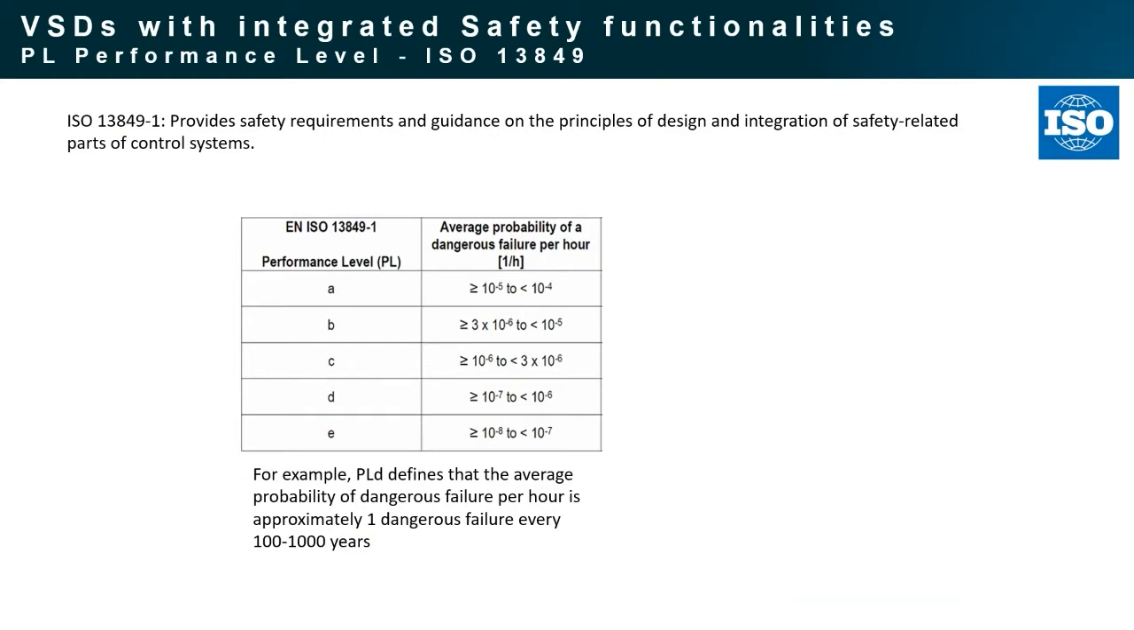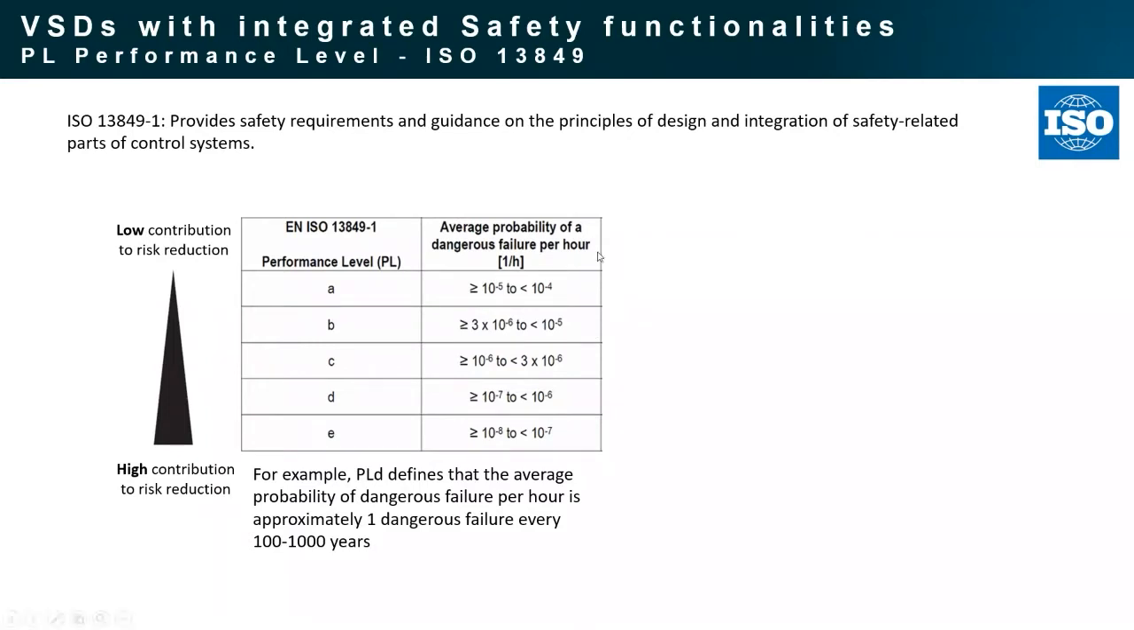So, similar to the previous standard, this one also defines different performance levels, or different contributions to risk reduction, that start with performance level A, the PLA, up to the PLE. The PLA is a level with a low contribution to risk reduction. And performance level E is the highest contribution to risk reduction.